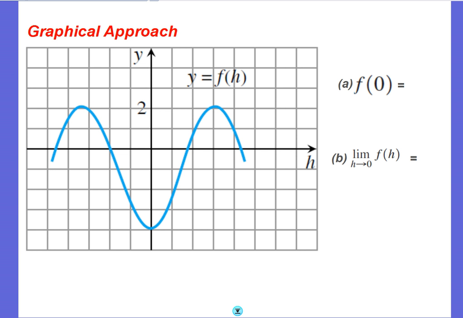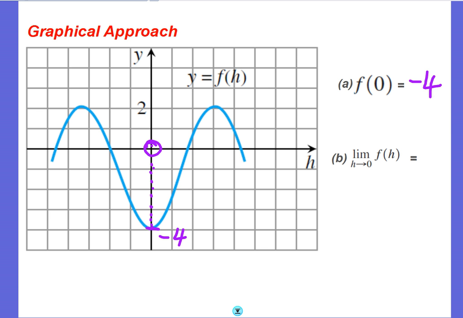Example, we have here a graph of y equals f of h. We need to find f of 0. It's just the value of the function when h is equal to 0. So this is our h equals 0. What is the y value? It is negative 4. So f of 0 is negative 4.